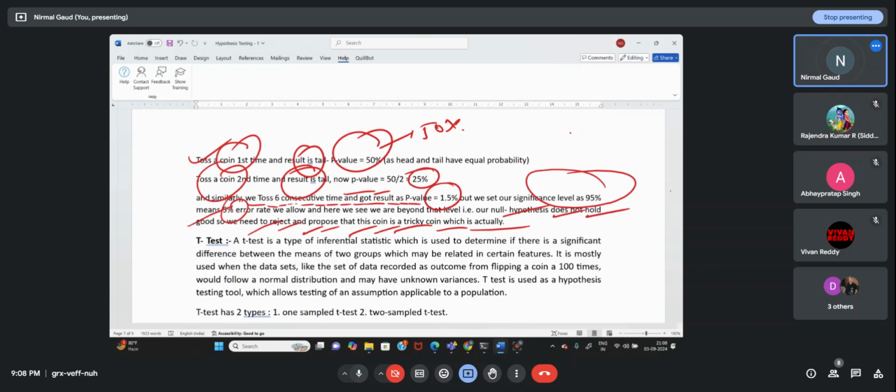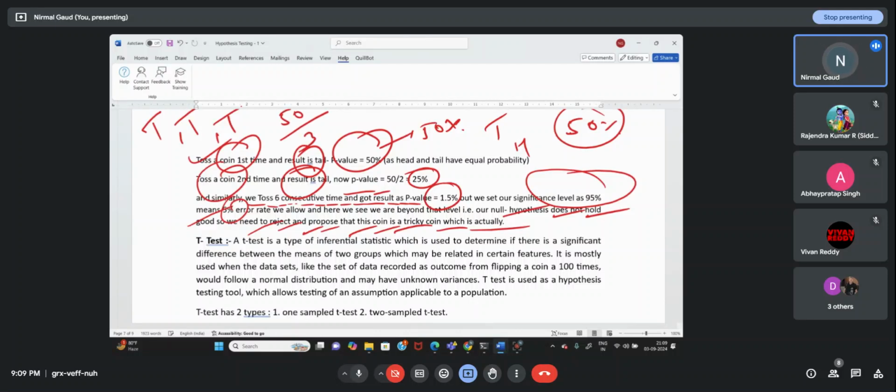Okay, so the probability of getting head and tail is 50%. One time you got tail, another time you got head, so the probability is maintained at 50%. But when you toss the coin, you got tail, for example. Another time you toss, you again got tail. Another time you toss again, you got tail. So the probability is 50% initially.